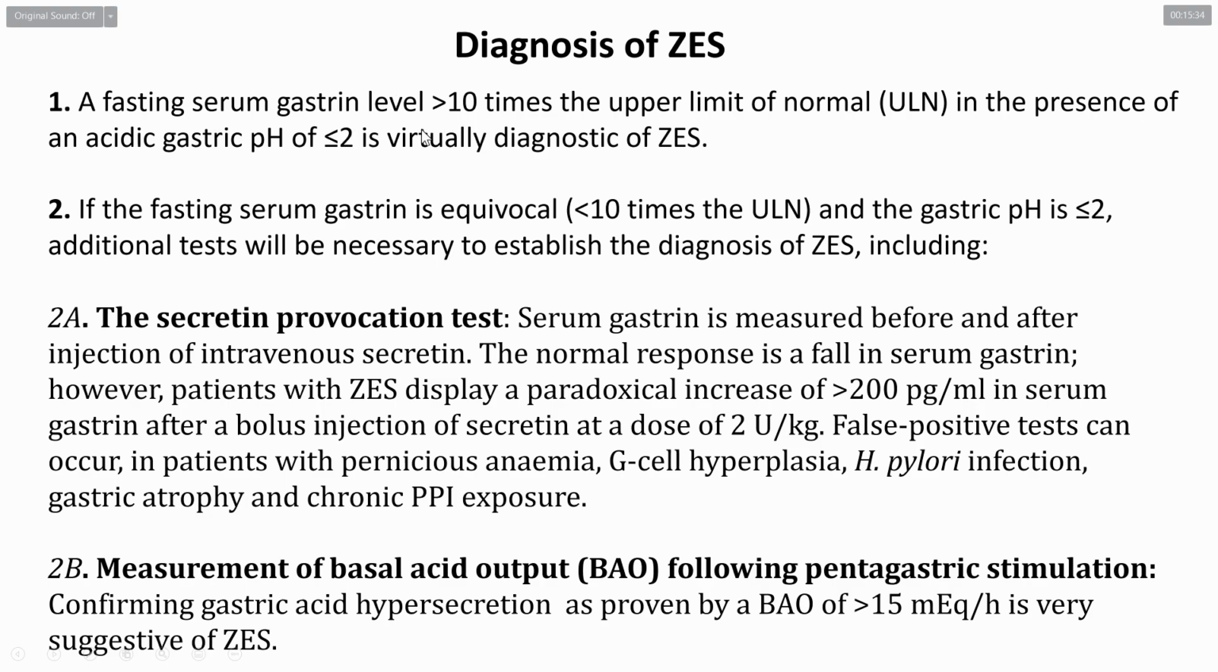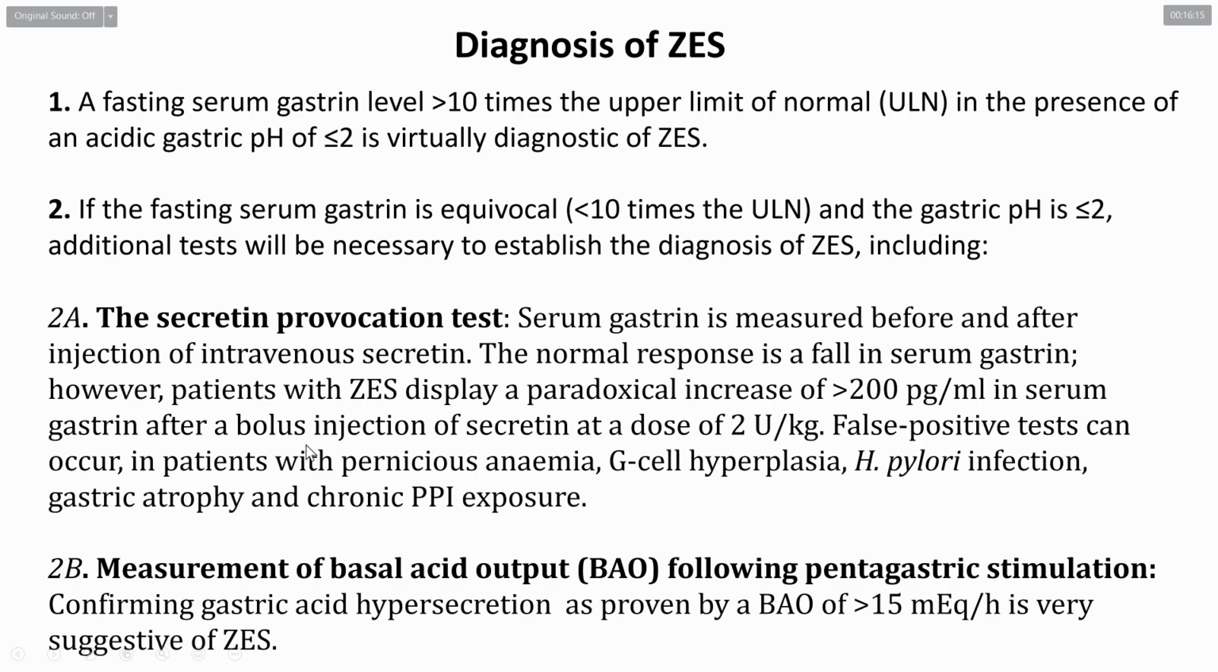Sometimes you don't achieve this target, and you do a secretin provocation test. Secretin in Zollinger-Ellison syndrome does the opposite of what it should do in normal circumstances. So serum gastrin is measured before and after you inject the secretin. The normal response to secretin would be a fall in serum gastrin. But in Zollinger-Ellison syndrome, there is a paradoxical increase of more than 200 picogram per ml in serum gastrin. So there is a paradoxical abnormal reaction to secretin.